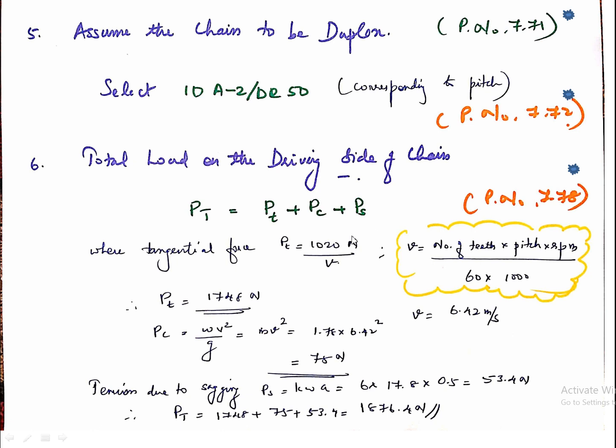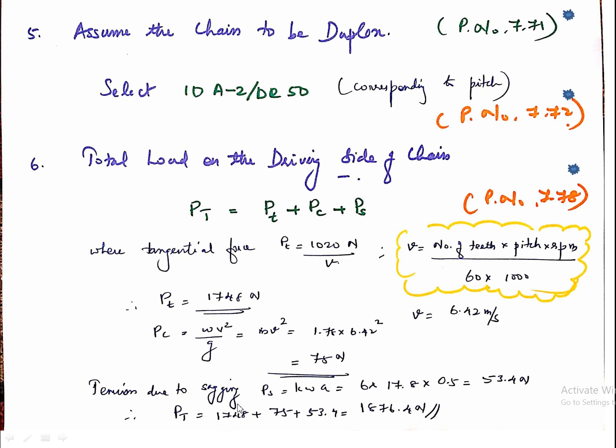Upon substituting those values, you will get PT as 17,748 Newton. Once that value is found, you can find the centrifugal load, which is given by weight into V square by G. Since it is weight by G, you can substitute as mass, mv square. On substituting the value, you will get it as 78 Newton.